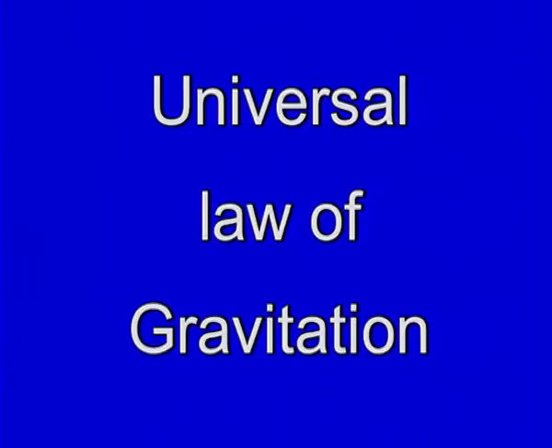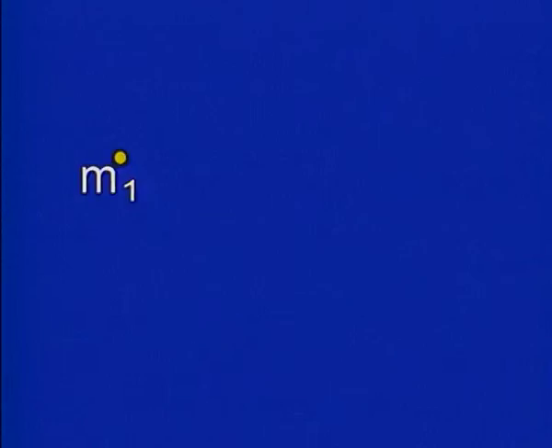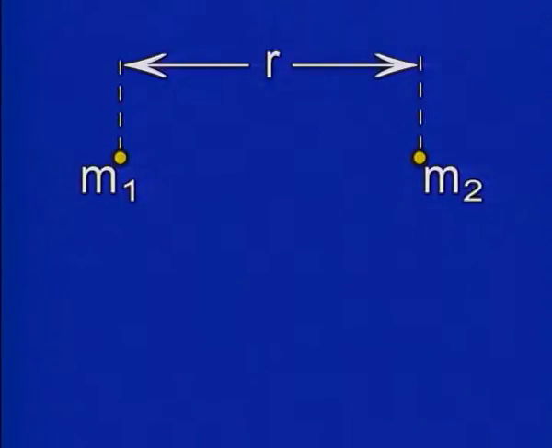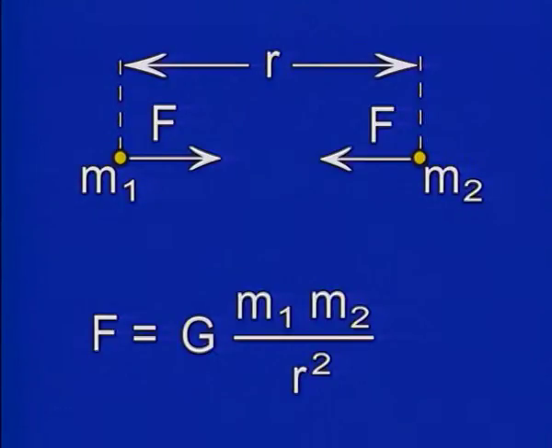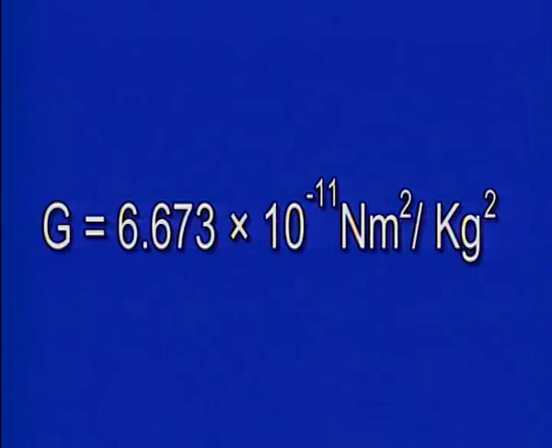According to the universal law of gravitation, the gravitational force between any two objects of masses m1 and m2 placed at a distance r from each other is given by G m1 m2 divided by r square. The symbol G here is the universal constant of gravitation, and its value is 6.673 into 10 raised to the power minus 11 Newton meter square per kg square.